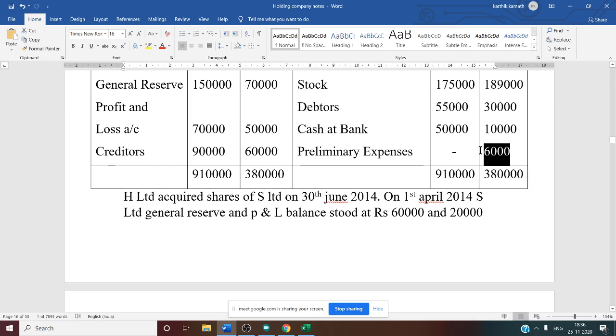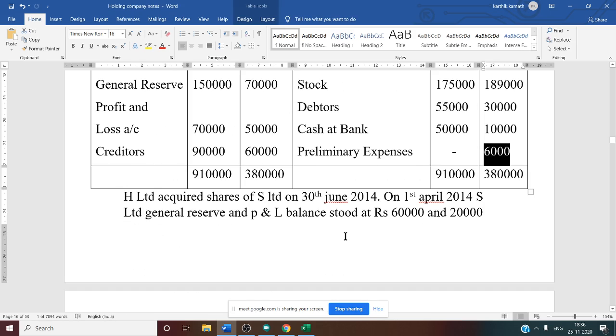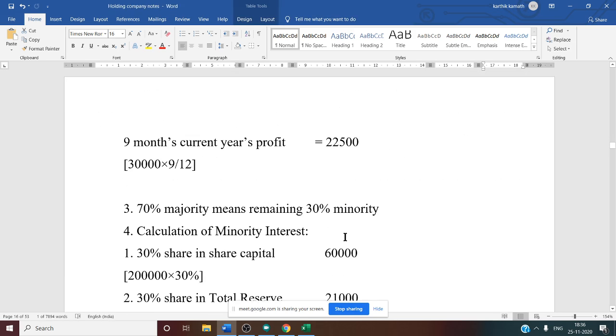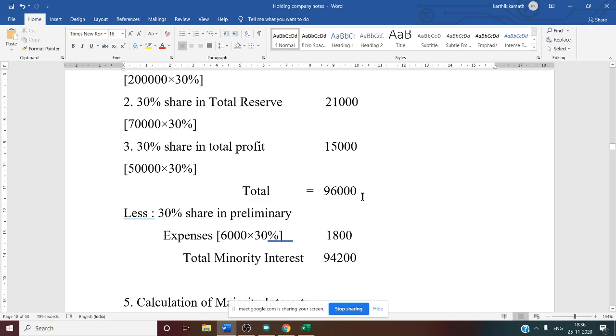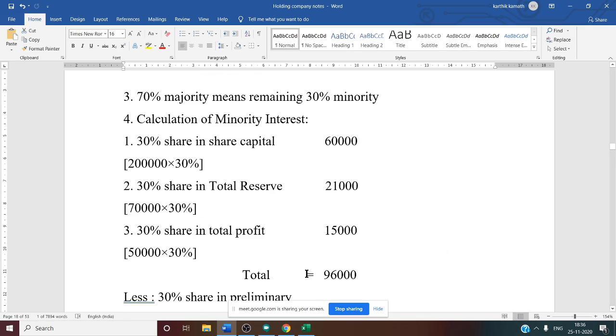If you see 6,000, so 6,000 into 30%. What is the answer? That is 1,800. So total minority interest is 96,000 minus 1,800. You will get 94,200 as total minority interest. This answer you have to show on the liability side of the consolidated balance sheet separately. So this is about the third and fourth one.